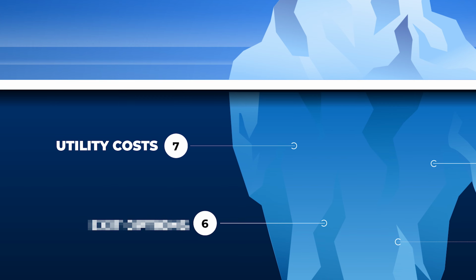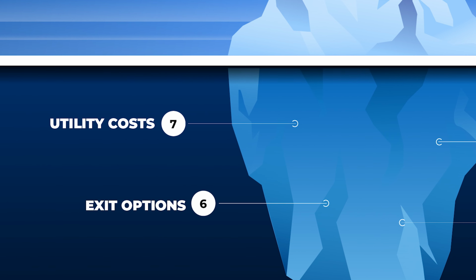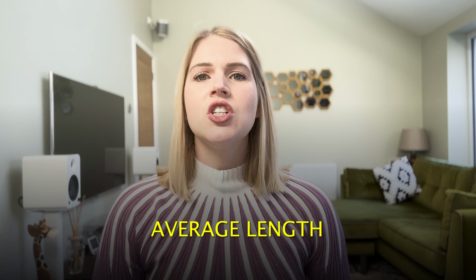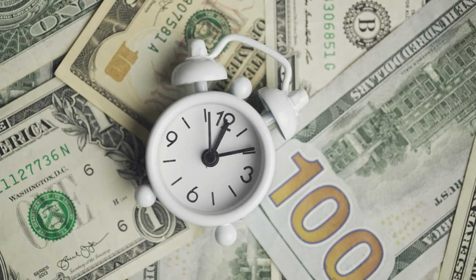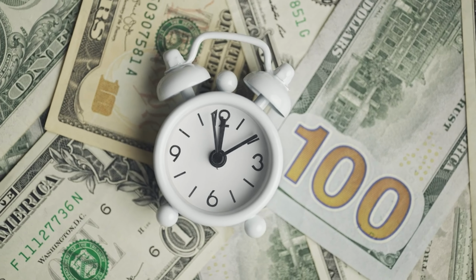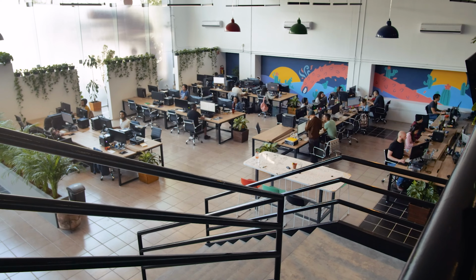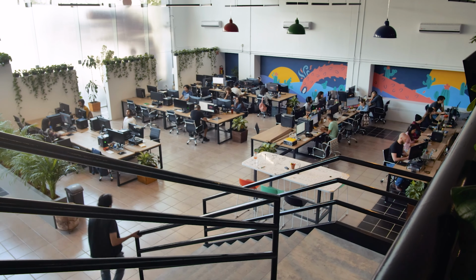So number 6 is to make sure that you have exit options written into your contract. Now, the average length of a commercial lease in the UK is 5.7 years, which is quite a lengthy time for you to have to commit to. Not only could your business be in a completely different financial situation in 5 years' time, with any luck you would have grown, and you could be in the situation where you have substantially outgrown your current property.